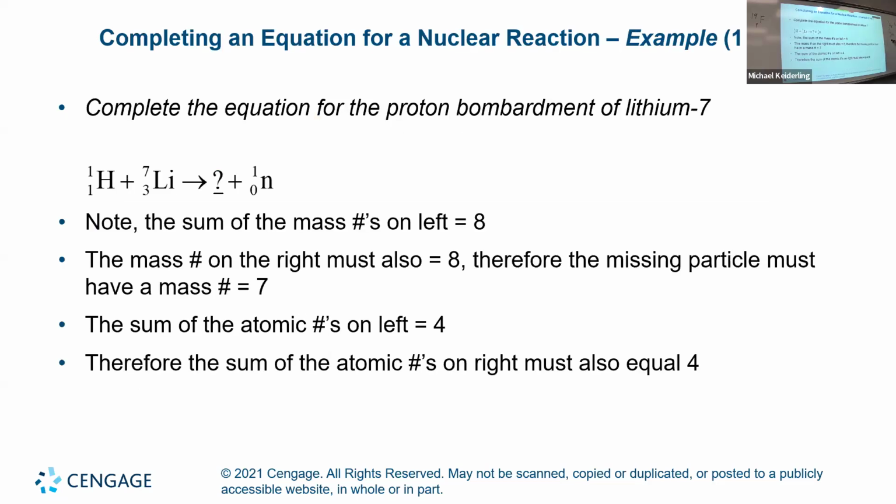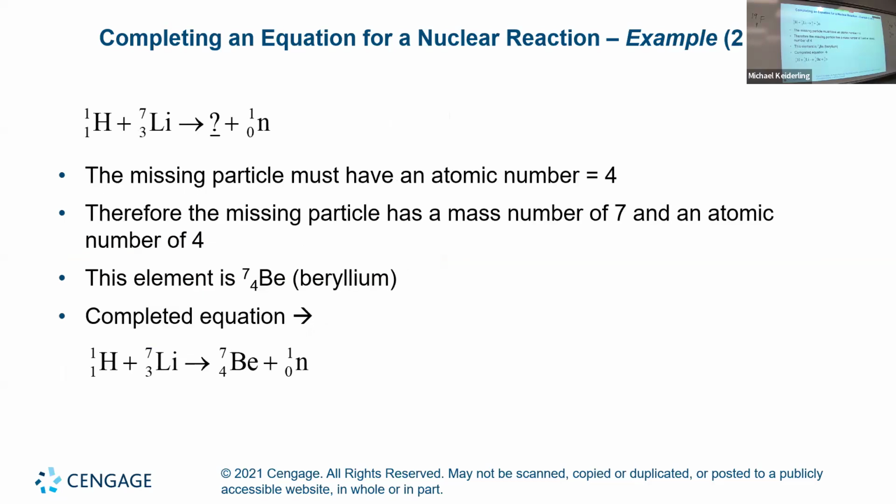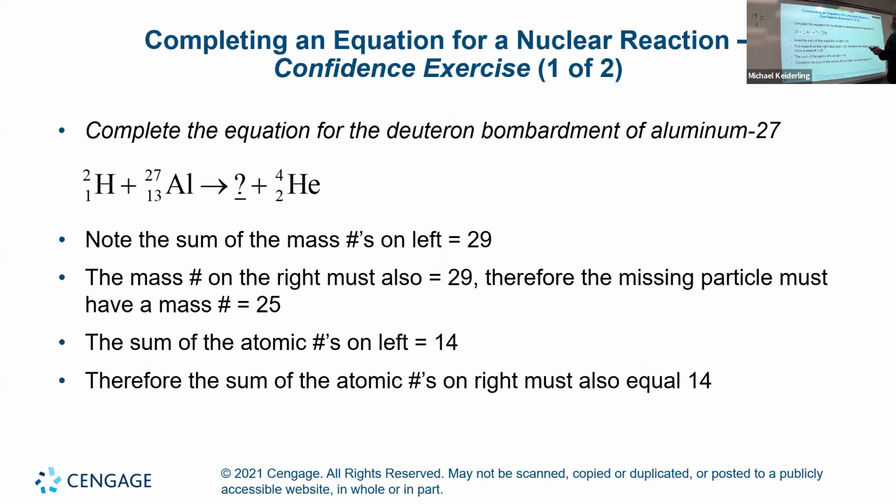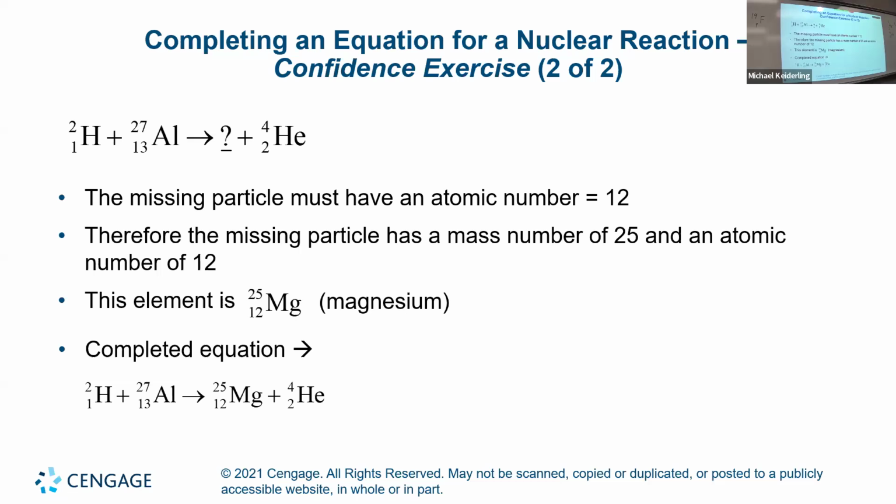So here, for example, if you bombard lithium-7 with a proton, it will emit a neutron. So the mass number on the right must also be 8, and the sum of the atomic numbers on the left is 4. So the atomic numbers on the right must also equal 4. And so you will get beryllium-7 coming out. That's the equation. Here, if you bombard aluminum with deuterium, you'll get an alpha particle out and magnesium-25.